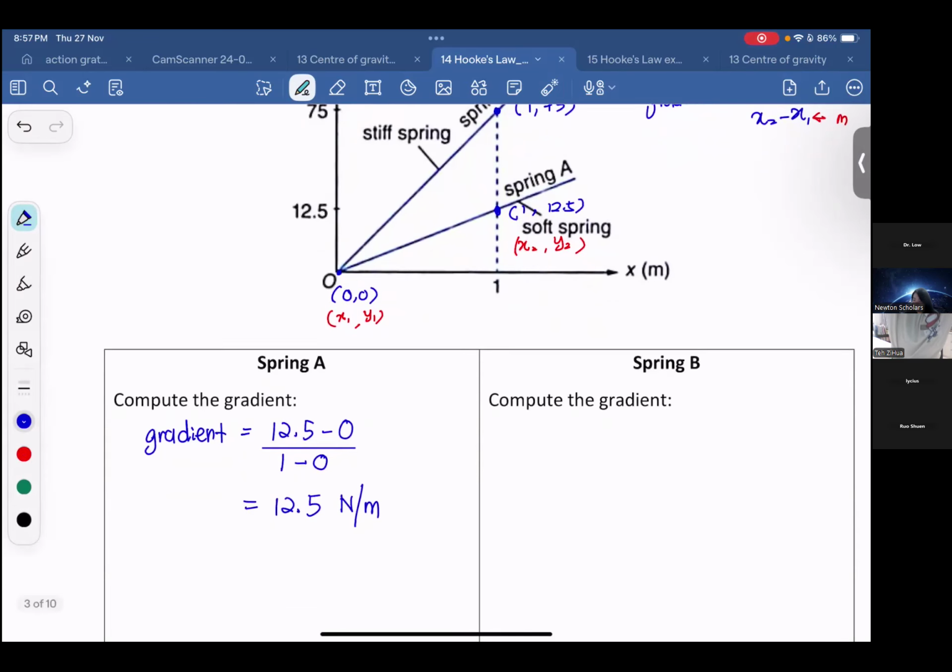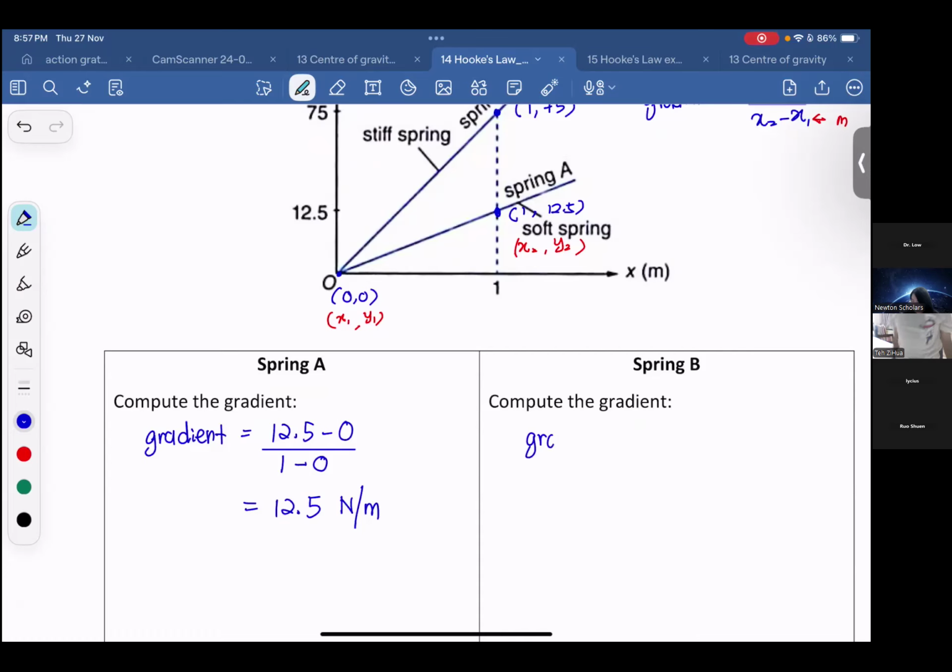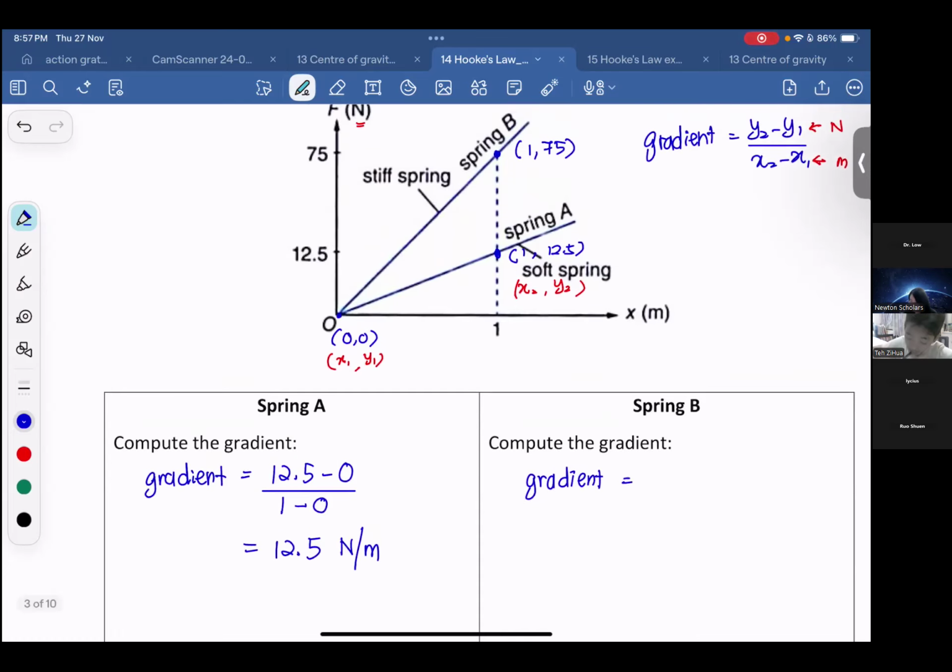Your answer for this question should be Newton per meter. Can you calculate the gradient for spring B? Gradient for spring B. Are you able to get the same answer as me? 75 Newton per meter, correct.